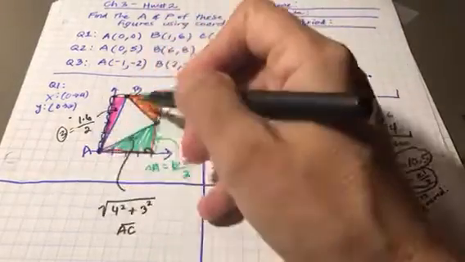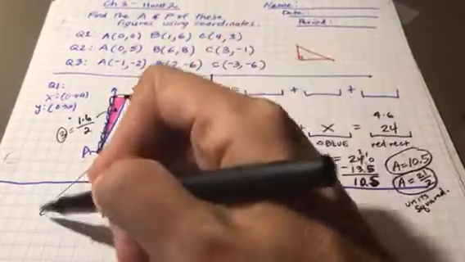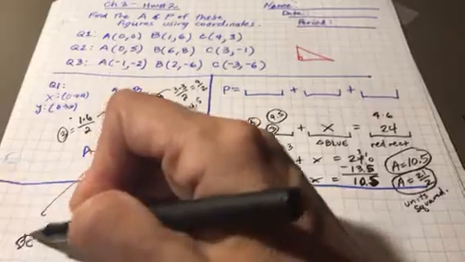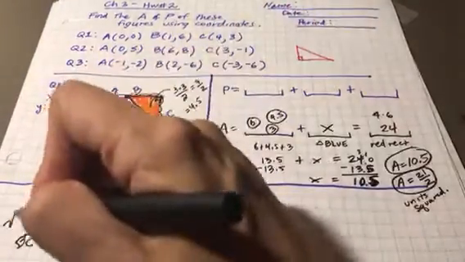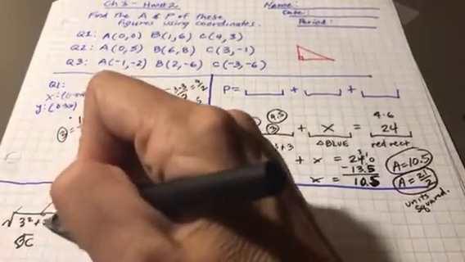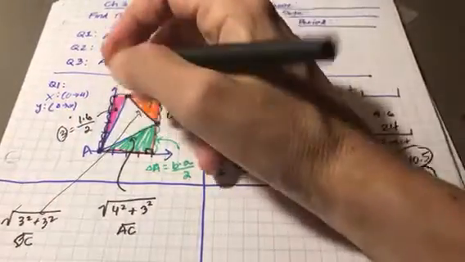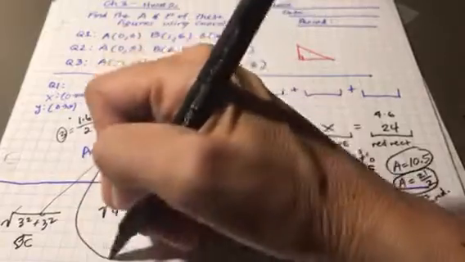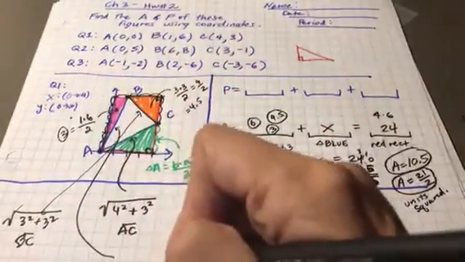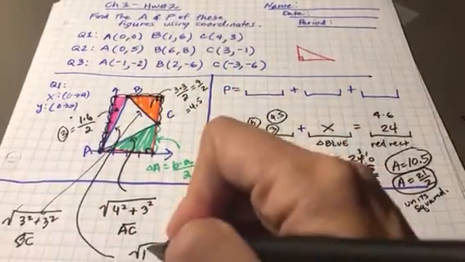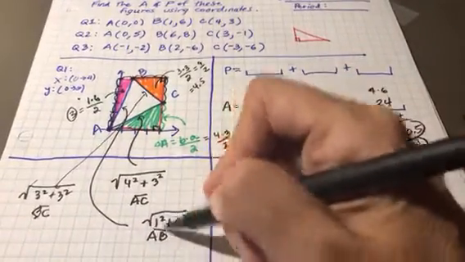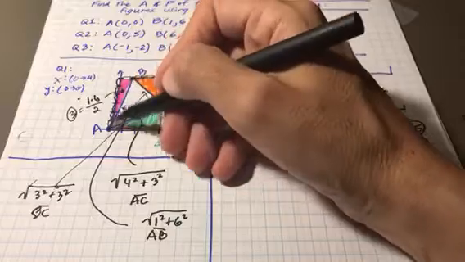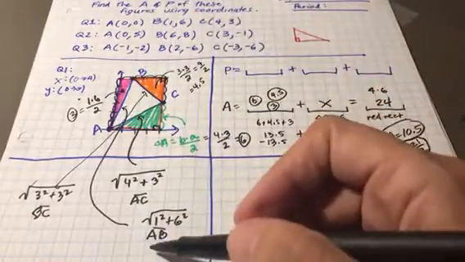Using this same pattern, I could find BC. It would be 3 squared plus 3 squared, then take the square root. And last but not least, I got to take this last side. And so segment AB would be 1 squared plus 6 squared using Pythagorean theorem.